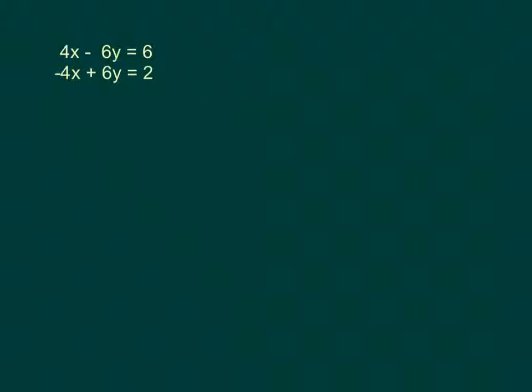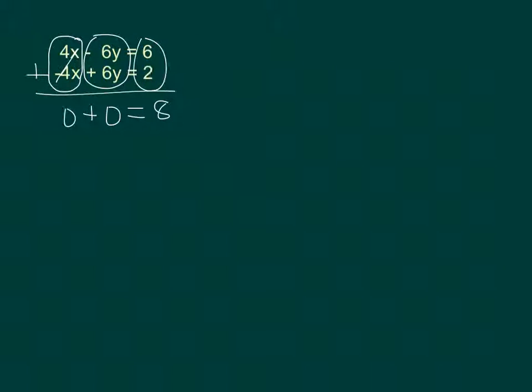On to our final example. If we take a look at this system of equations, the first thing we need to do is figure out, do any of our variables eliminate? So I'm going to start with looking at my x's. And I notice that 4x and -4x are opposites, which means I can move on to adding my equations together. 4x plus -4x is 0. Now I'm going to add my y terms. -6y plus 6y is also 0. And 6 plus 2 is 8. So simplifying, 0 equals 8.